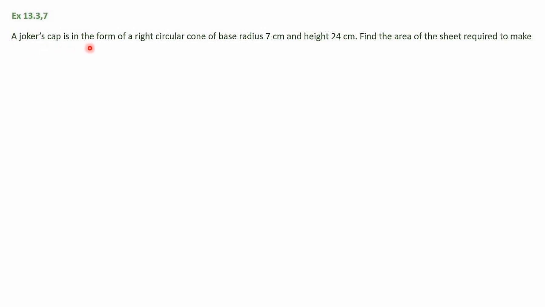Move on to the 7th question. A joker's cap is in the form of a right circular cone of base radius 7 cm and height 24 cm. Find the area of the sheet required to make 10 such caps. It's a very simple question. A joker's cap is in the form of a right circular cone. It is a famous shape, a conical shape cap. Base radius is 7 cm. Height is 24 cm. We need to find the area of sheet required to make 10 such caps.